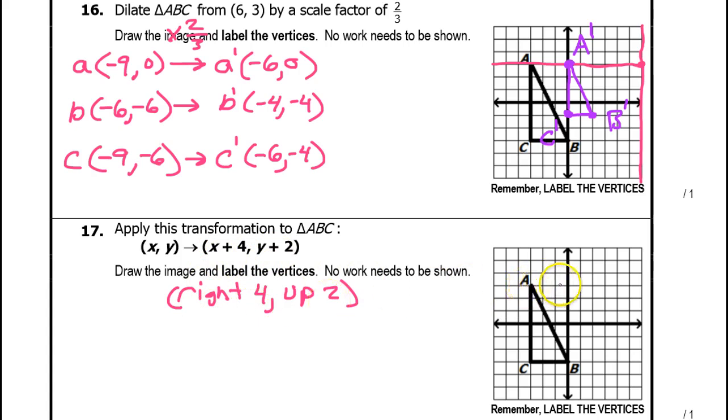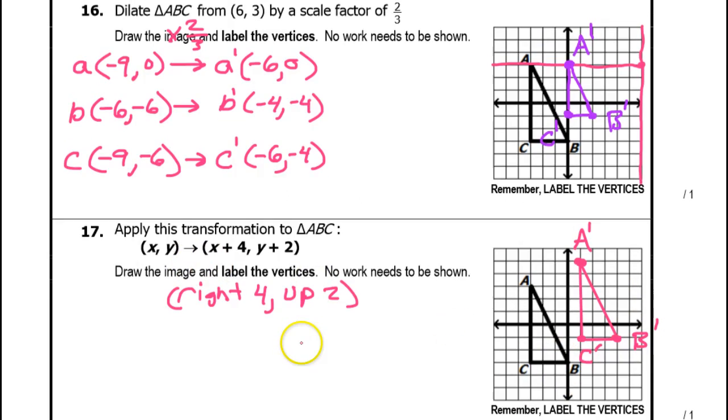So if we take this and move it to the right 4 and up 2, that'll be here. We'll just do that over and over again. Right here, if I go to the right 4 and up 2, I don't see why we need to make it any more complicated than that. Okay, so this will be our A prime, B prime, and C prime. All right, and that's it. That's all we were asked to do.